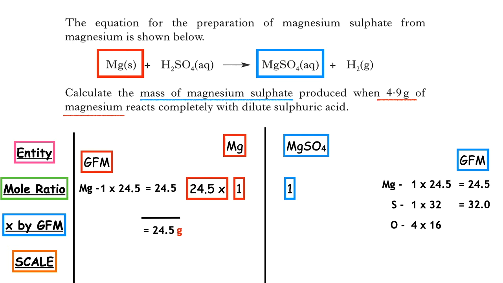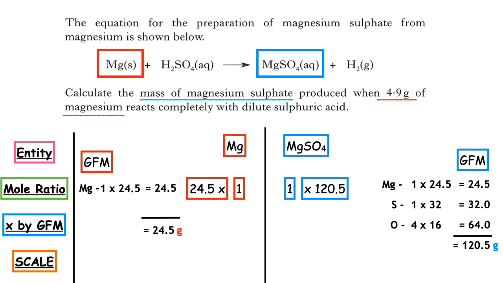Oxygen, how many do we have inside the box? We've got 4 multiplied by the relative atomic mass, which is 16. 4 times 16 equals 64. When we add those up, we get a GFM of 120.5. So we pop that in. We stick those in our calculator.